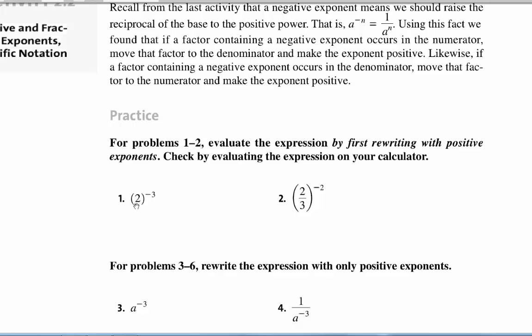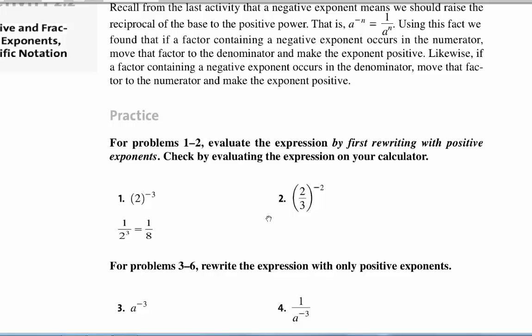So this is 2 raised to the negative 3. Recall, to handle the negative exponent, we take the reciprocal of the base. My base is 2, so I'm going to write 1 over 2, and then make my exponent positive. So you can see here's my 1 over 2, my exponent's now positive, so 2 raised to the third power is 8. Now my final answer is 1 over 8.